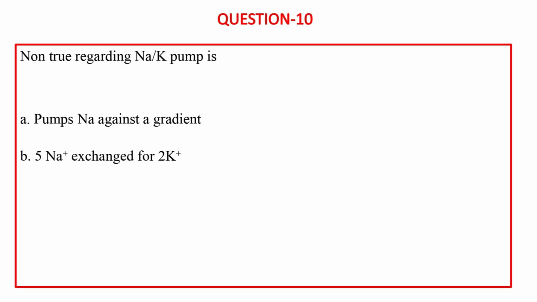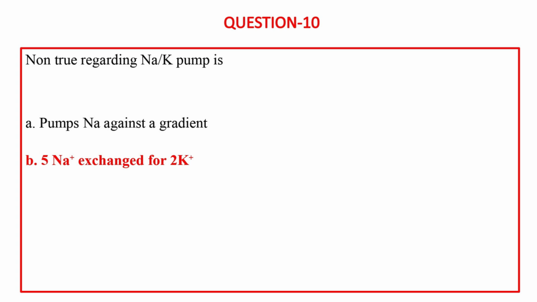Moving on to question number 10. The option that is not true regarding the sodium-potassium pump is: option A. it pumps sodium against a gradient. Option B. 5 sodium ions are exchanged for 2 potassium ions. The answer to this question is B. 5 sodium ions are exchanged for 2 potassium ions.